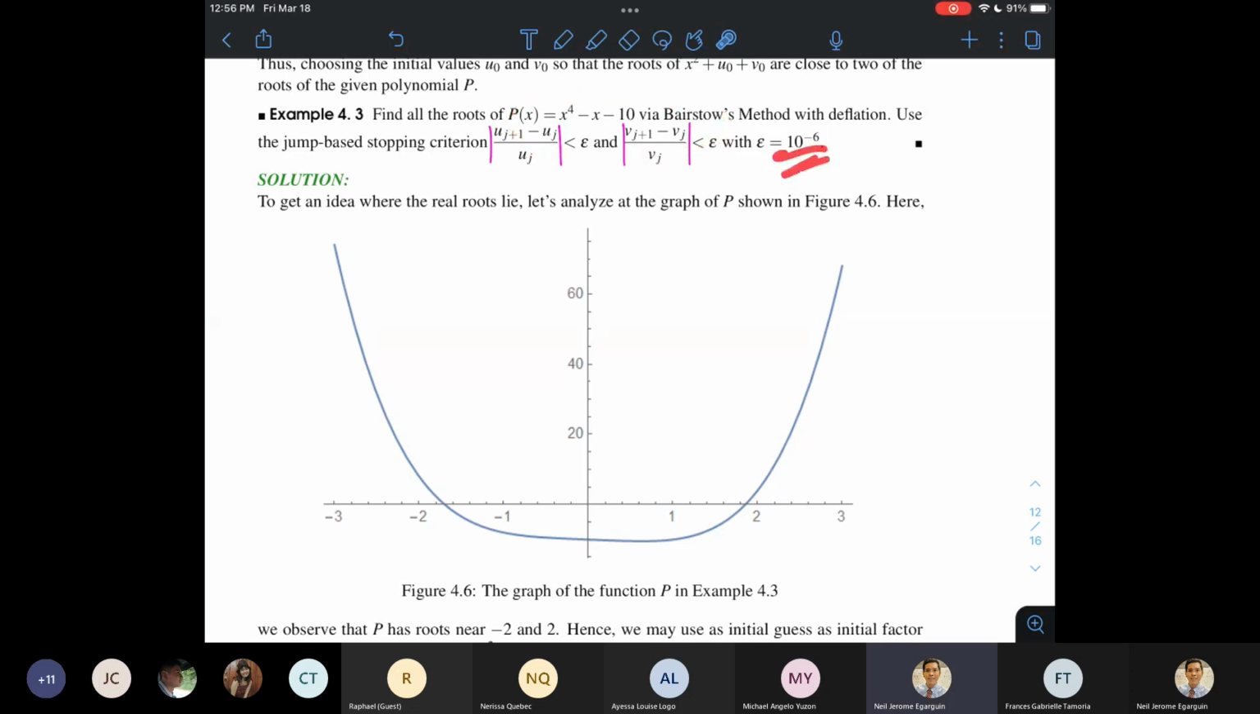Tapos ang stopping criterion, ang epsilon ay 10 to the negative 6. Una kong kailangang hanapin ay humanap ng estimate para kay initial guess para kay U0 at saka kay V0. Right? Remember, they will be our initial guess for the quadratic factor D. Tawagin mo siyang D sub 0, initial guess. Siya yung x squared plus U0x plus V0.